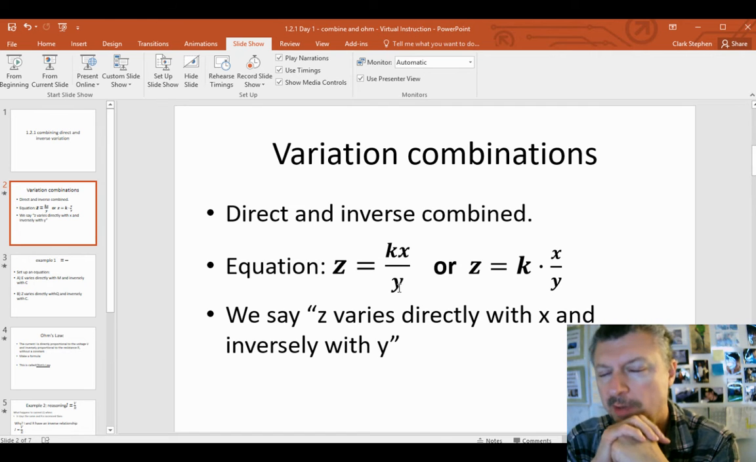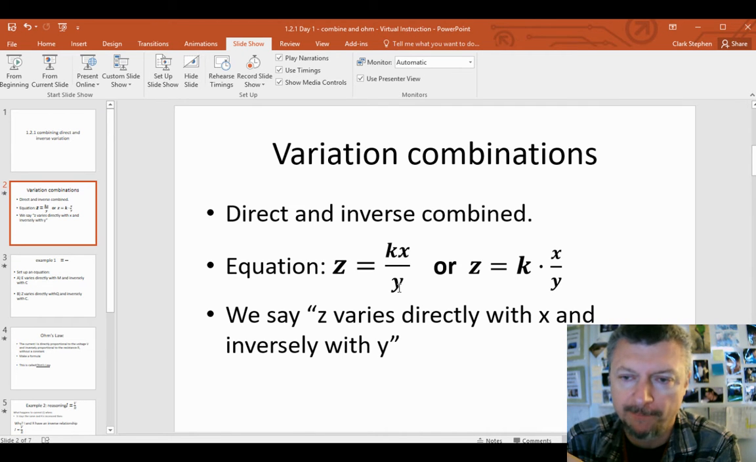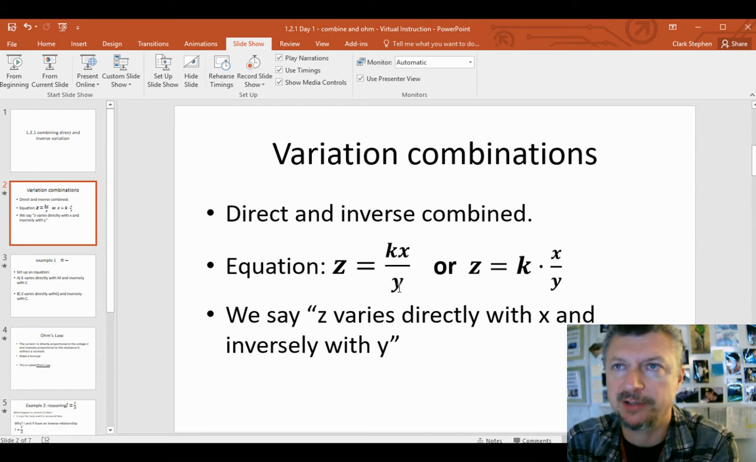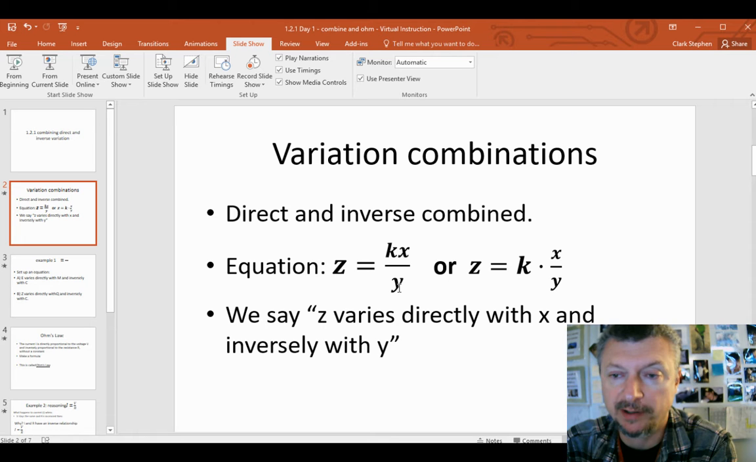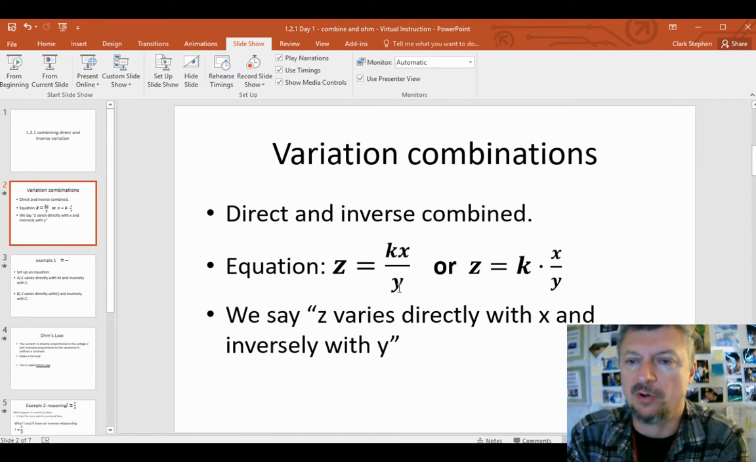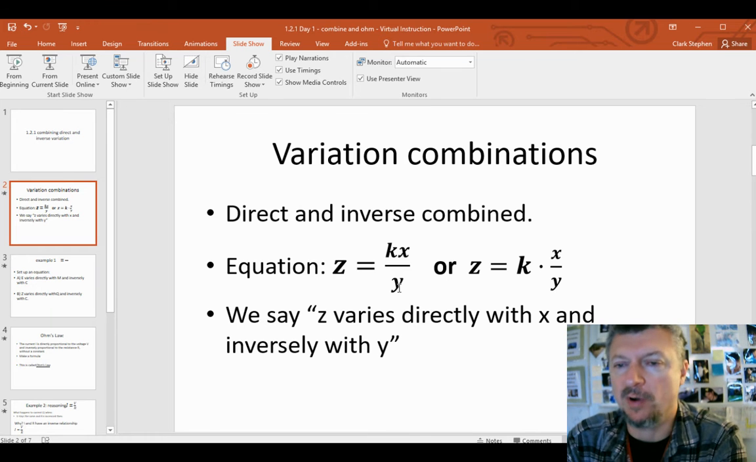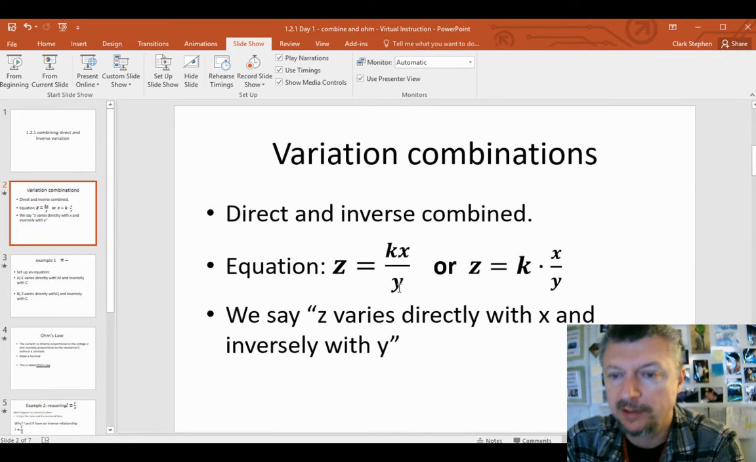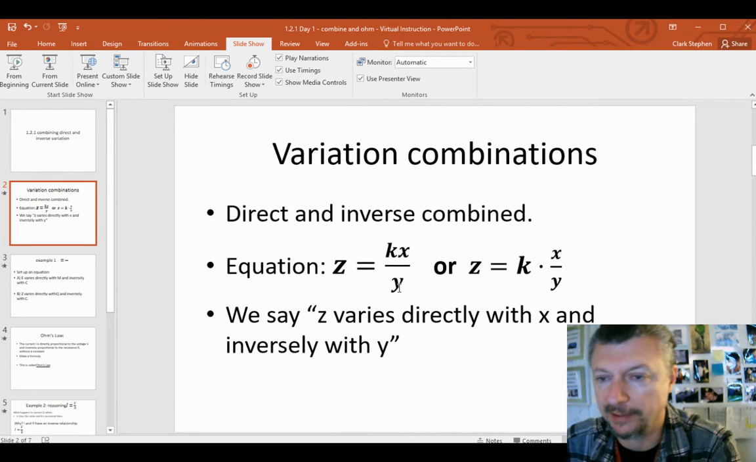So the x is on the top of the fraction, which means k is being multiplied by x. That's the direct. So if k is 200, it's 200 times whatever x is. But there's also y at the bottom of the fraction. So y is inversely related to z because you can see that the right side is being divided by y. So whatever number k is, it's being divided by y. That's inverse. And then we say z varies directly with x and inversely with y.